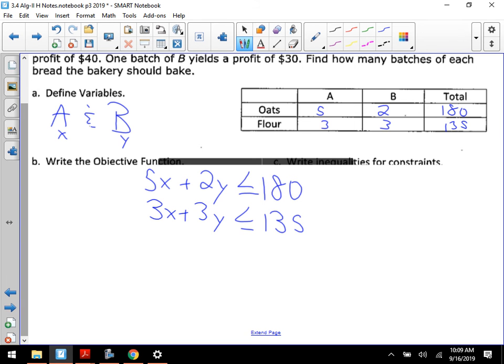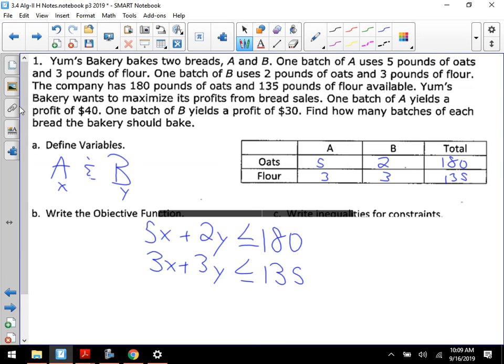It is 3. Was it? It is 3. Oh, was it 3, 3? Yeah. 3 pounds of flour and then 2 pounds, 3 pounds. Yeah. So I'm talking flour. Okay.